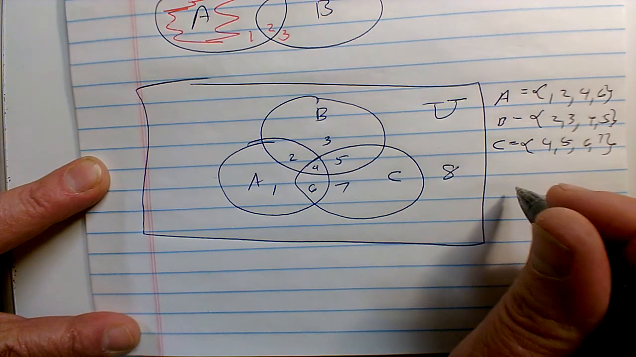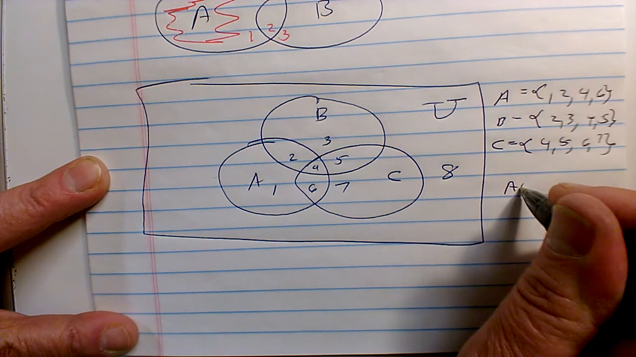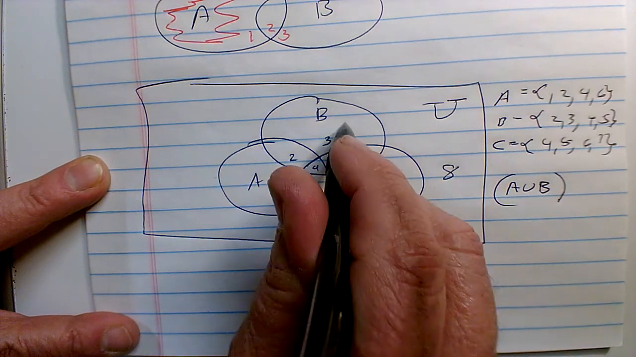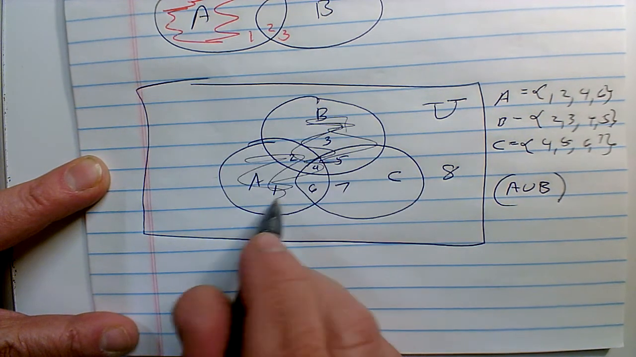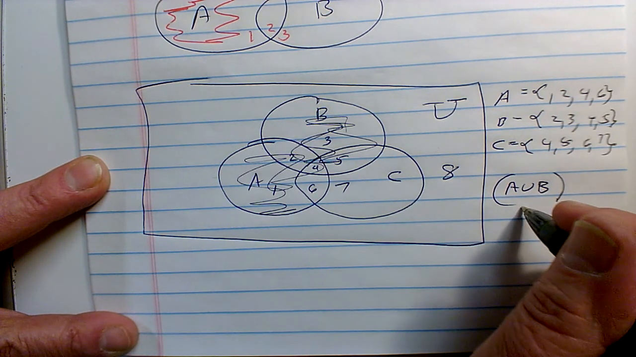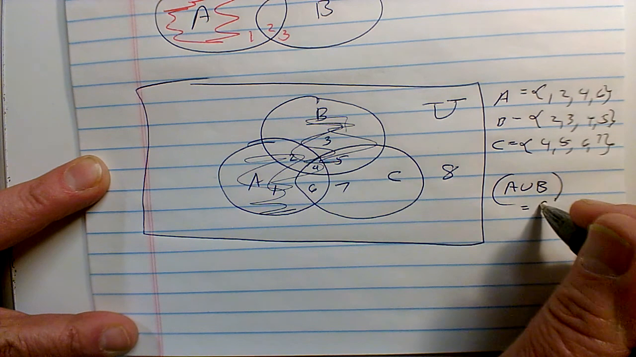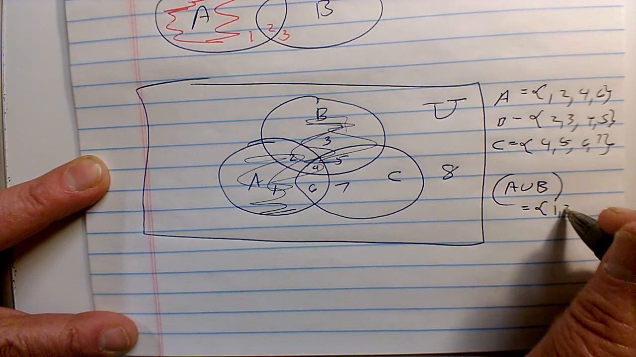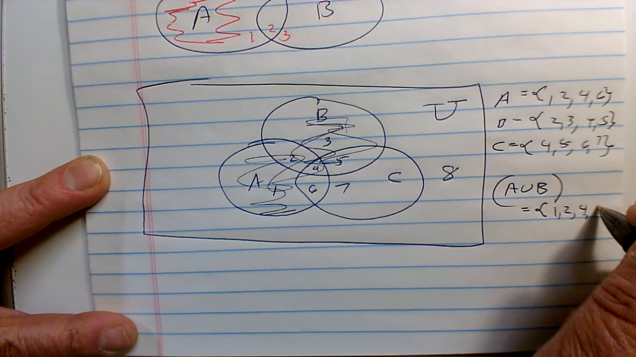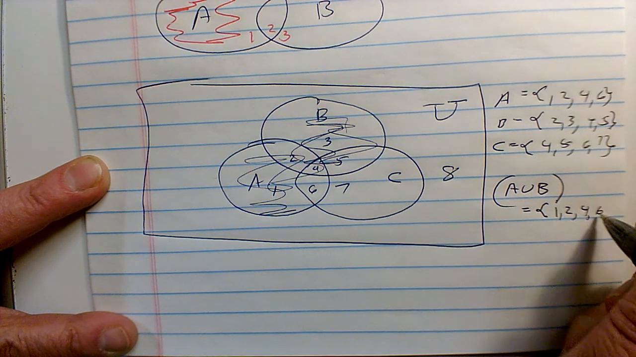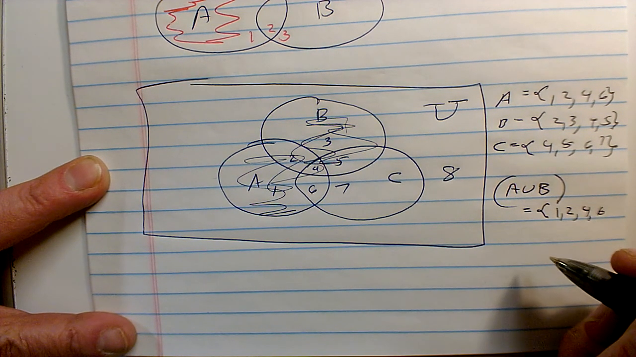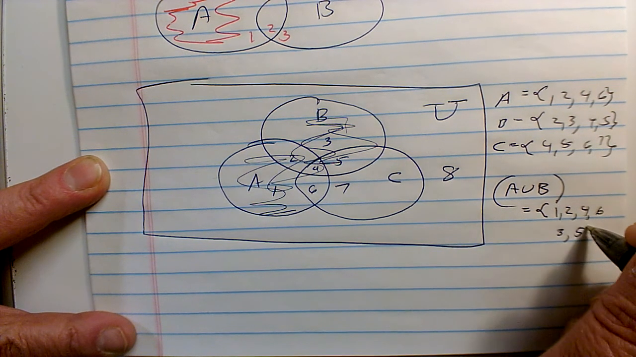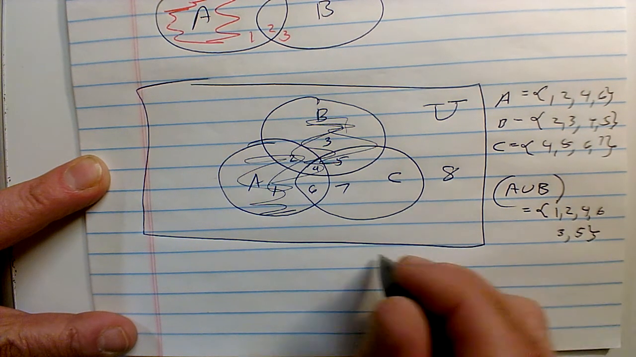Now, if we were asked to do something like A union B, well, we would combine those two together. If we wanted to say what those elements were, it'd be like what we were doing up at the top. So it's going to be 1, 2, 4, and 6 that are in A, and we're also going to have to put in 3 and 5 from B.